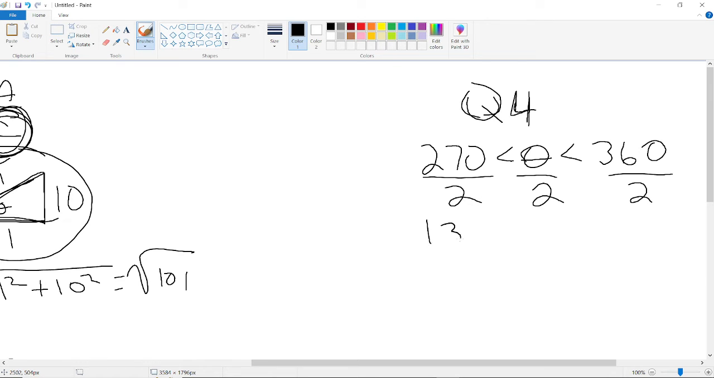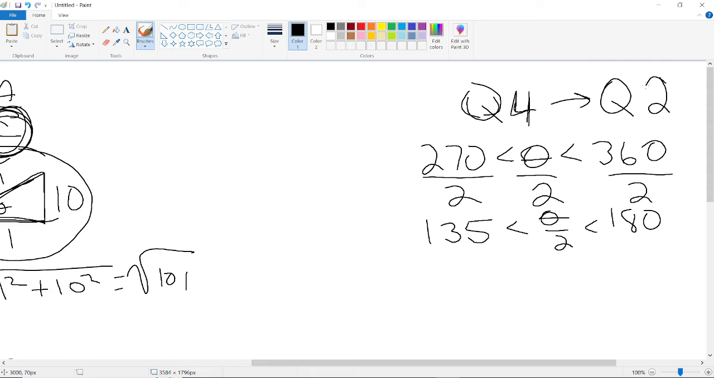And 135 is less than theta over 2 is less than 180. So 135, 180, that's in the second quadrant. And so if the original angle is in the fourth quadrant, the half angle is in the second quadrant. So that's what we'll be using for this one. Let's look at all the other quadrants just so we have them.